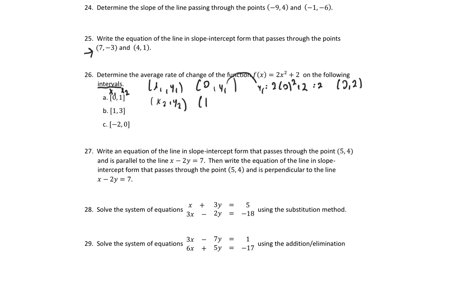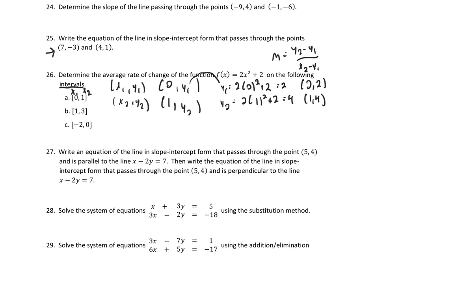And we're going to do the same thing for this other one. So to find y2, it's 2 times 1 squared plus 2. 1 squared is 1. 2 times 1 is 2. So it's 2 plus 2, which is 4. So this is 1, 4. Lastly, to find average rate of change, we're just going to find the slope, which again is y2 minus y1 over x2 minus x1. So it's 4 minus 2 over 1 minus 0, which is 2 over 1, which is just 2 again. So that's the average rate of change between 0 and 1 of that function.